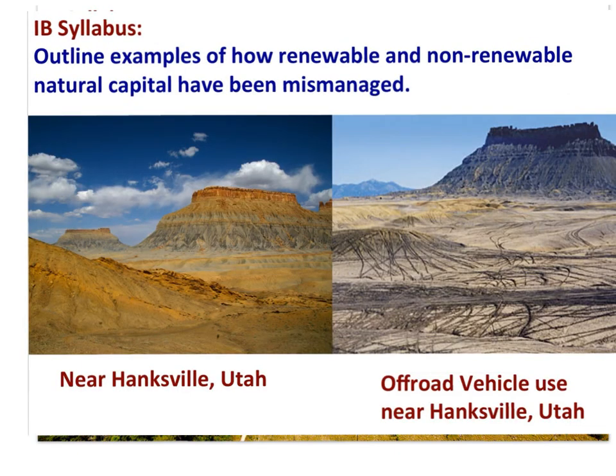In this slide, there are two photos of a region in central Utah in the U.S. near the town of Hanksville. The area around Hanksville is government land. The region is dry and potentially beautiful with its dusty gray buttes. But off-road vehicle use is popular, and you can see the impact in the photo on the right. Has the government managed the land well?